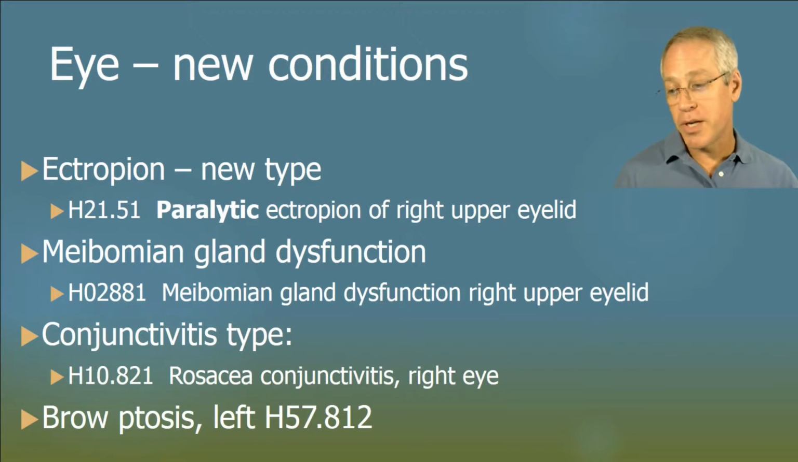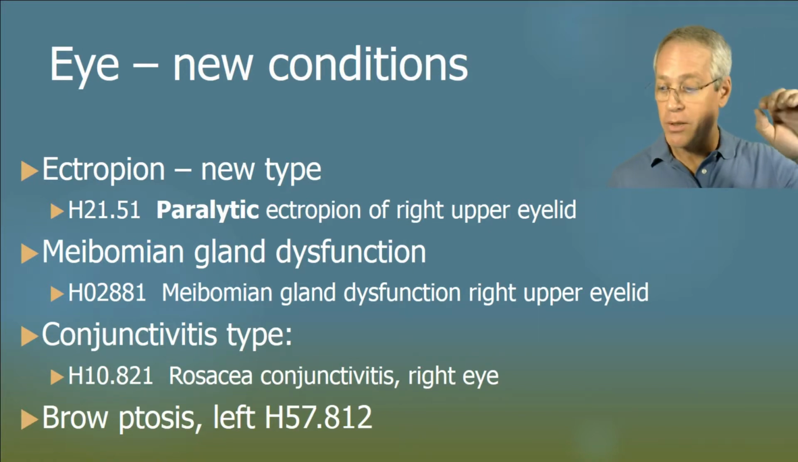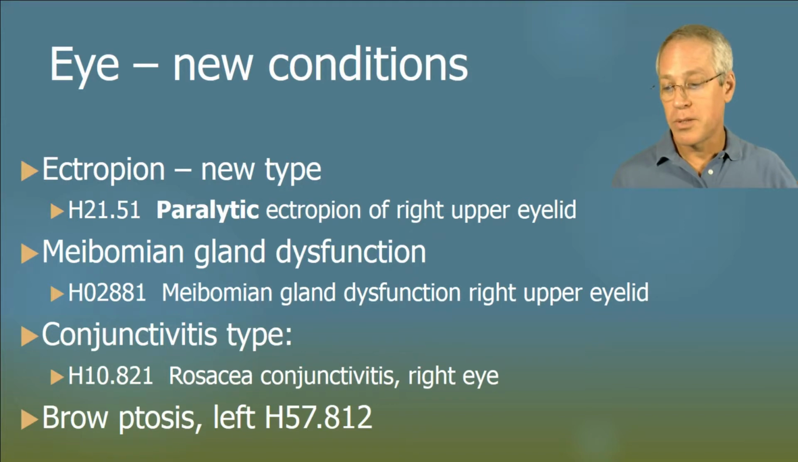Minor change in conjunctivitis, it's a million conjunctivitis codes. Now we have rosacea conjunctivitis of the right or left eye or both. And I've given you an example code there. And this is one that's kind of interesting to me anatomically, brow ptosis. It's kind of interesting that the eyebrow is being associated with the eye, not the face. Not for me to question, but example of brow ptosis left, H57.812.